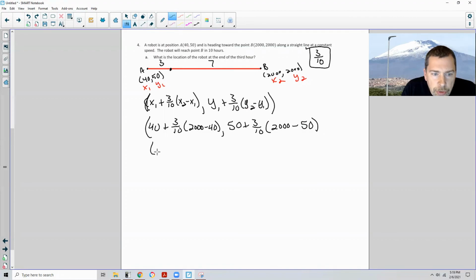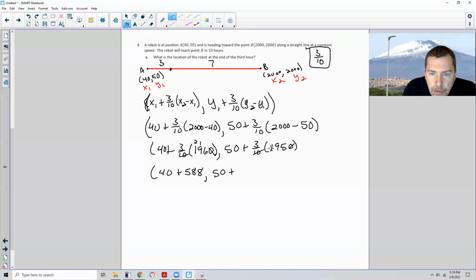All right, so in solving this, we're going to get 40 plus 3/10 of 1,960, comma, 50 plus 3/10 of 2,000 minus 50, which is 1,950. Okay, so that's going to give us 40 plus this 10. We'll get rid of that 0. 6 times 3 is 18. 9 times 3 is 27. Plus 1 is 28. 3 times 1 is 3. Plus 2 is 5.